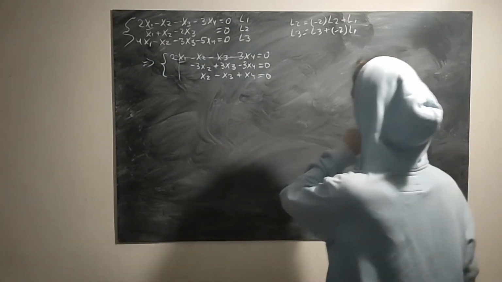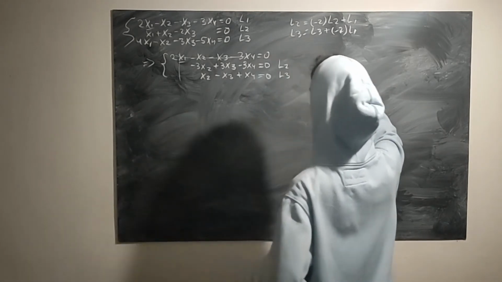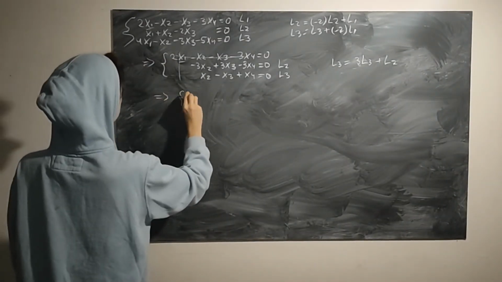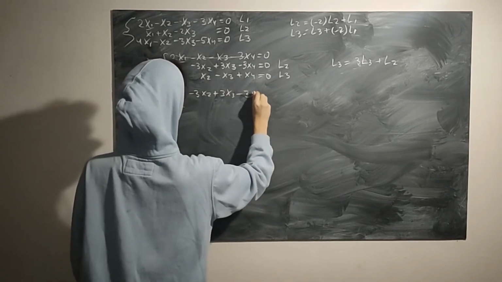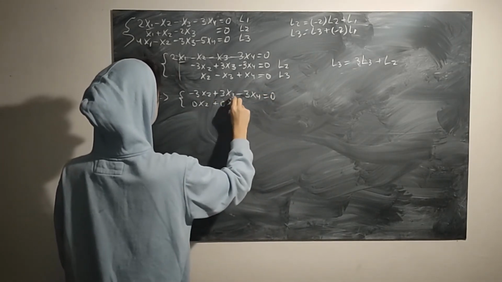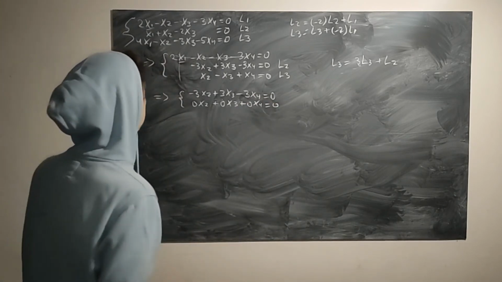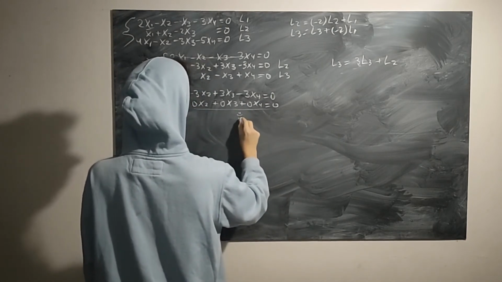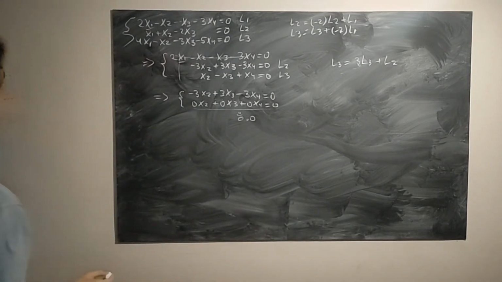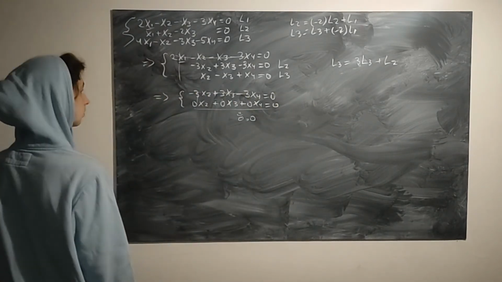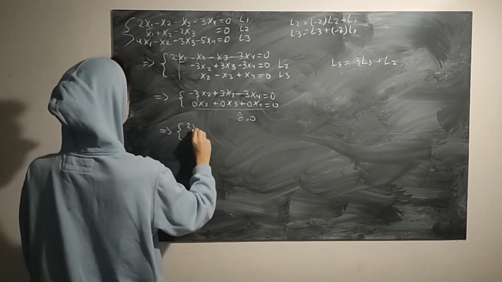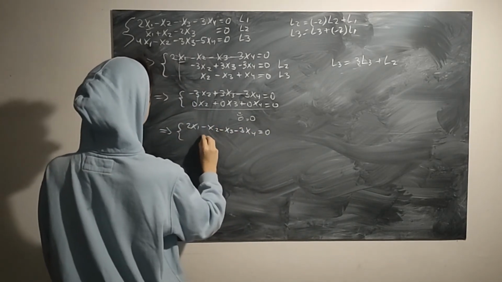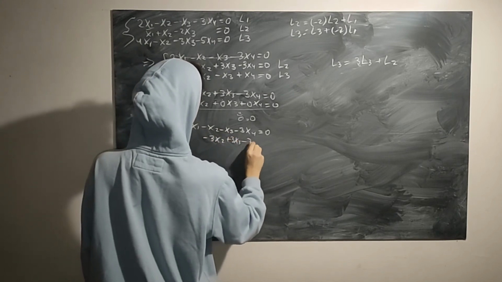Now take variable x2, and under x2 we create zeros with the same process. And we end up with a new update. Minus 3x2 plus 3x3 minus 3x4 equals 0. 0x2 plus 0x3 plus 0x4 equals 0. Equation 2, which contained x2, can be crossed out, and equation 3, namely 0 equals 0, is always true. So we don't actually care about this equation. And now we write the system of remaining equations. 2x1 minus x2 minus x3 minus 3x4 equals 0. Minus 3x2 plus 3x3 minus 3x4 equals 0.